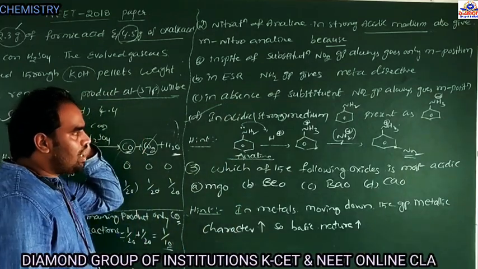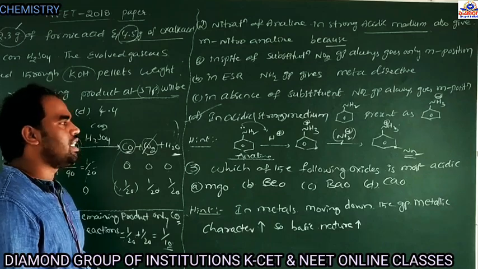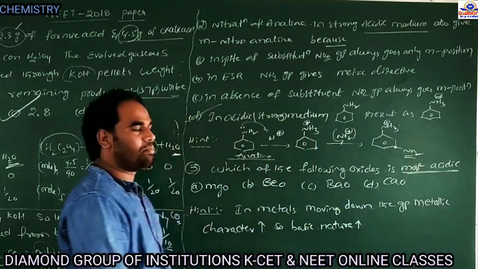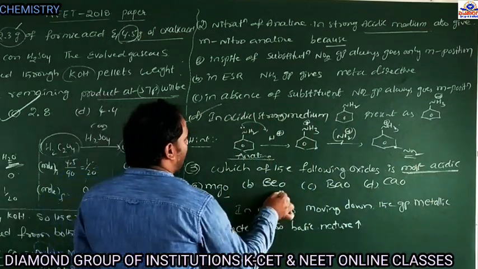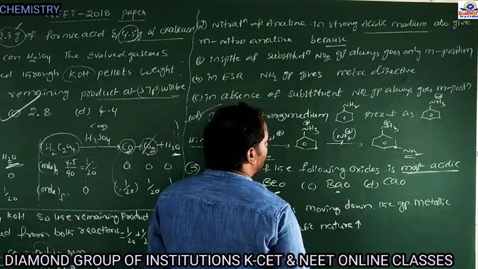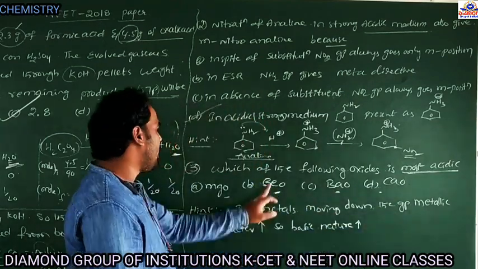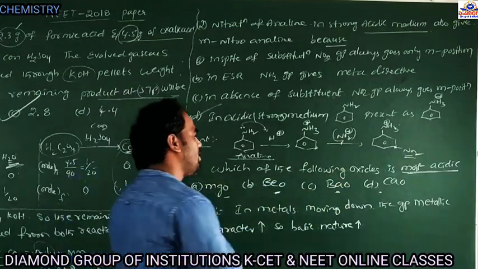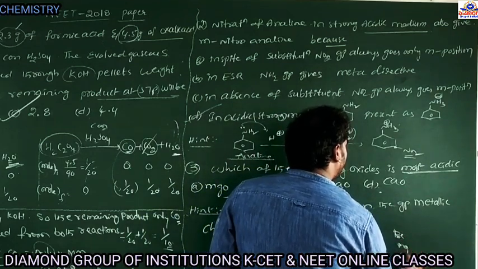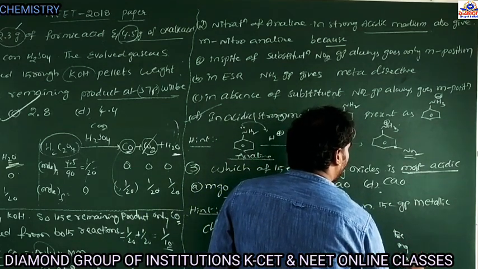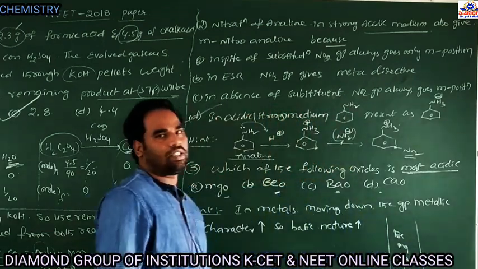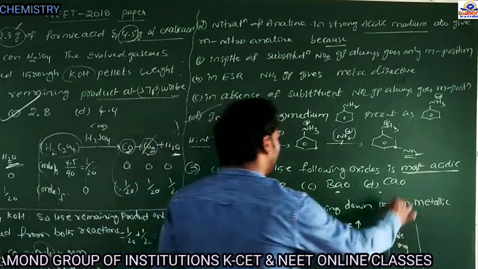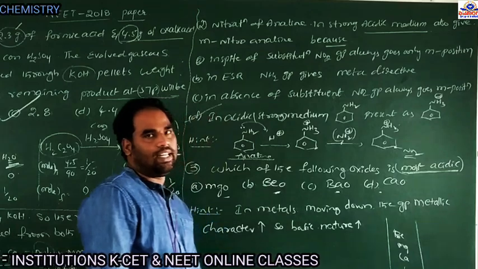Question number 3. Which of the following oxides is most acidic in nature? Option A magnesium oxide, option B beryllium oxide, option C barium oxide, option D calcium oxide. Beryllium, magnesium, calcium, strontium, barium are second A group element oxides. In these second A group element oxides, which oxide is most acidic in nature?